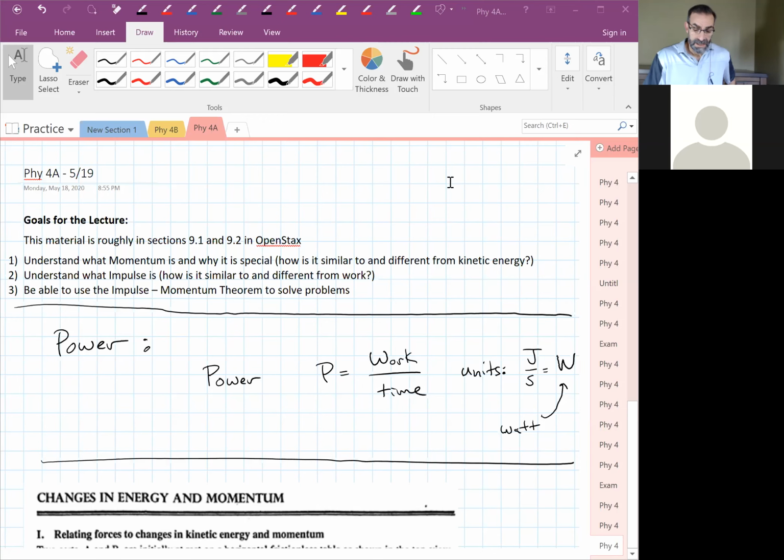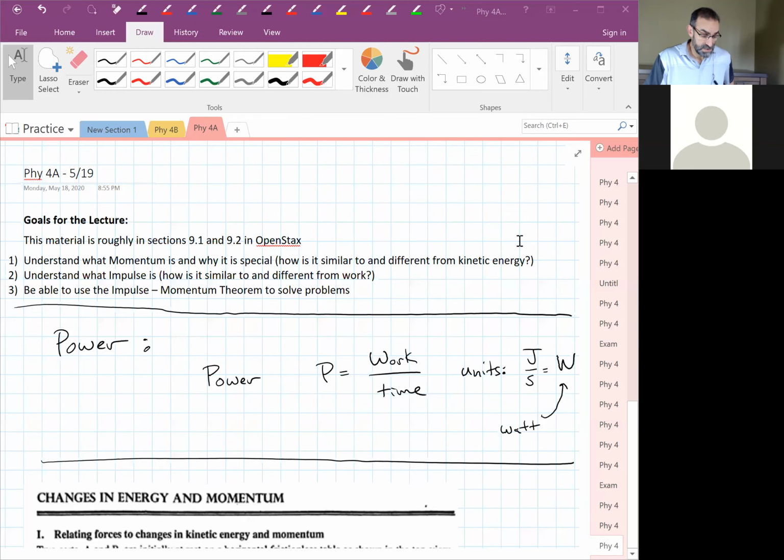All right, so let's move into momentum. And we're going to go through a worksheet and try to get you a nice introduction to momentum, and we'll go over some of the sticking points that students have with momentum.